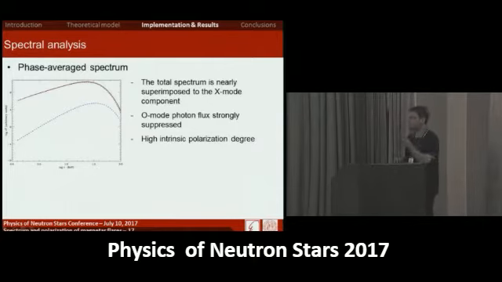And as you can see, as in the case of the single patches, the total spectrum is nearly superimposed to the X mode spectrum, while the O mode one is strongly suppressed. This also means that, according to our model, the burst radiation at infinity is expected to be highly polarized in the extraordinary mode, at least in the 1-30 keV energy range.